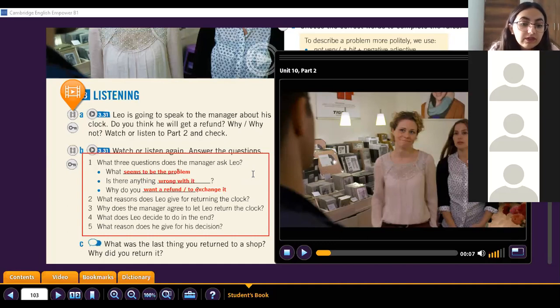Why do you want a refund if it's working okay? So, what reasons does Leo give to return the clock?